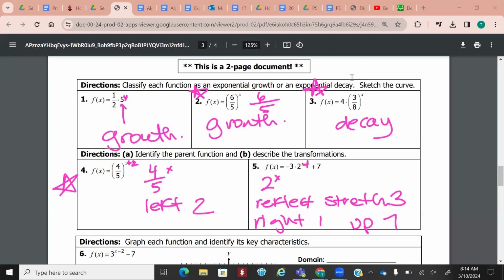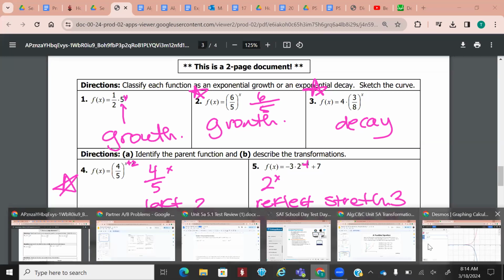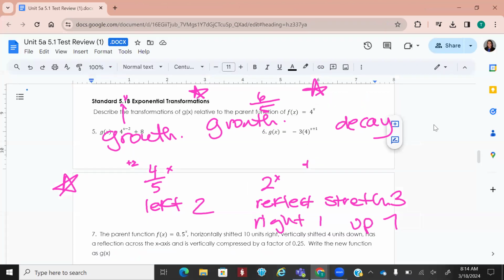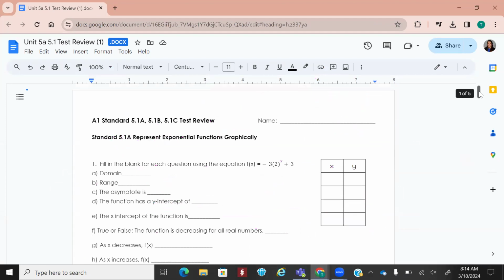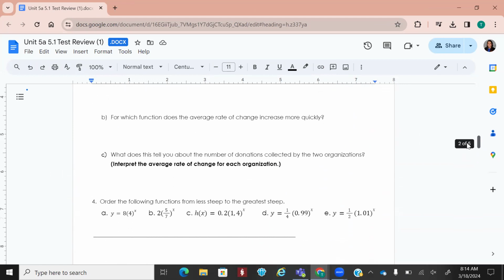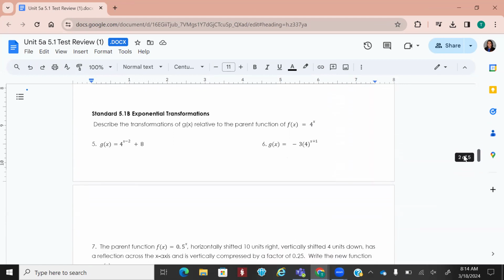Okay. Go ahead and take out your review. It looks like this. It's the one that you got a while ago. Actually, it was like Thursday. But you should have worked on Friday. And I want you to turn to the page that is talking about exponential transformation. And I want you to answer 5 and 6 on there.